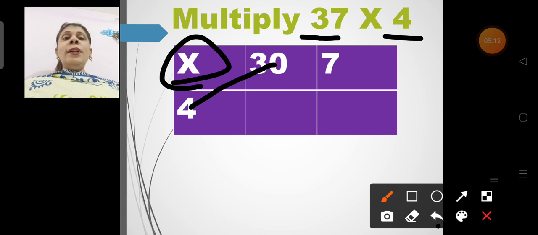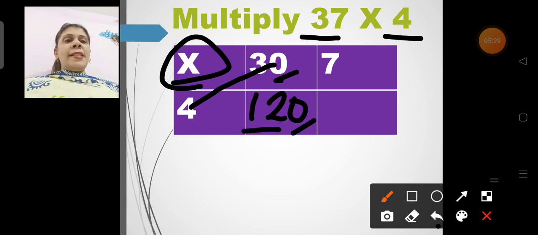Again, you don't know 30's table. So what you will do is you will multiply 3 by 4. So 3 ones are 3, 3 twos are 6, 3 threes are 9 and 3 fours will be 12. Okay, 3 fours will be 12 and then this 0 we will write it here. So the answer we get is 120. Understood? 30 multiplied by 4 is 120.